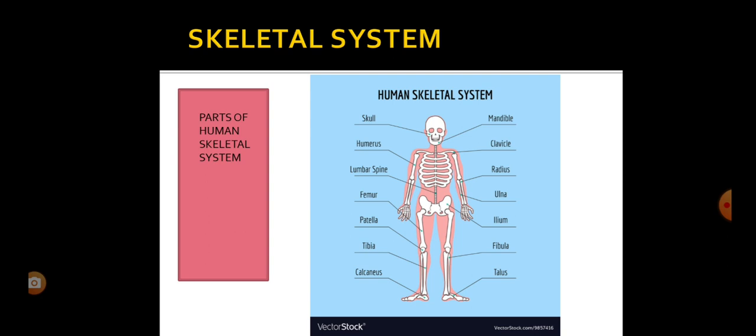You can see this is the diagram of our human skeletal system. Different parts are there. In the upper portion there is the skull, and in the middle portion, in the chest portion, there is the rib cage, and we have the arms. There are some bones like the radius, ulna, then femur, tibia, fibula. All these bones are present, and all these bones combine and form the skeletal system.